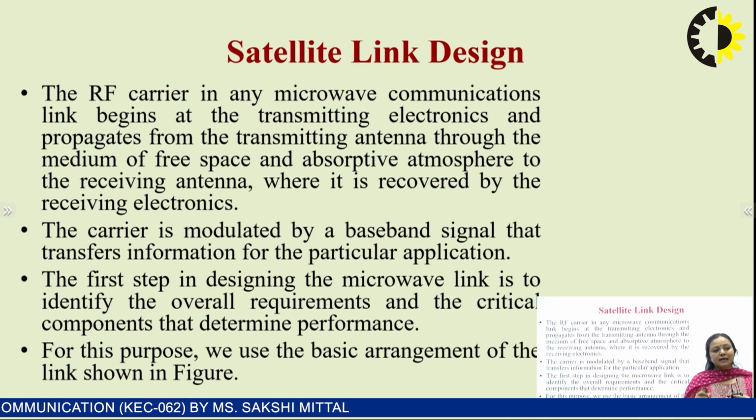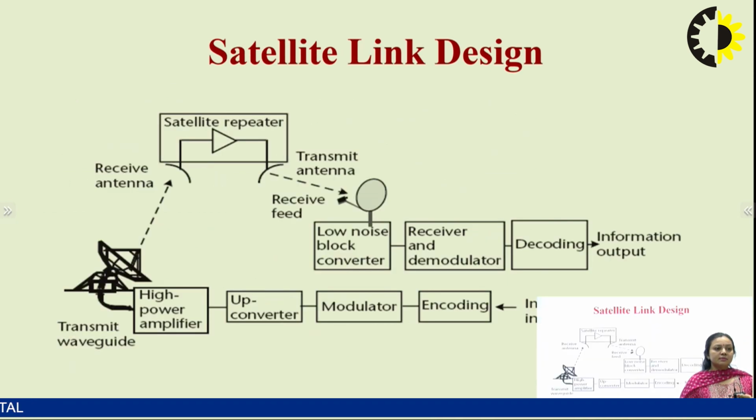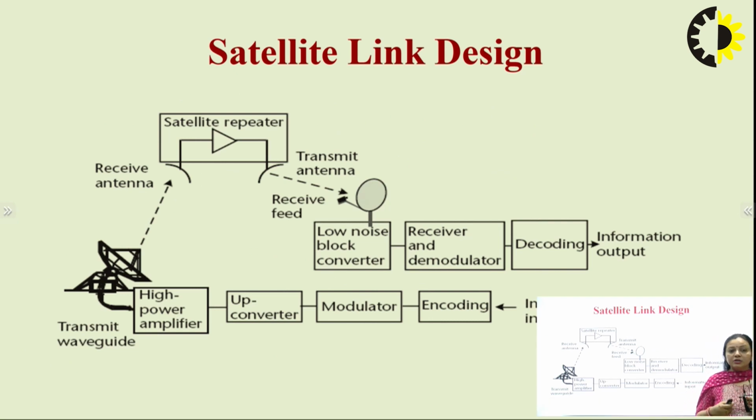The first step is to identify the overall requirements and the critical components that determine your performance. For this, we have a system link diagram like this. It shows all the electronic components required for transmission from the Earth station, and then from the satellite back to the Earth station. First is the information input. I have my message signal here. I have some data I want to transmit to the satellite.